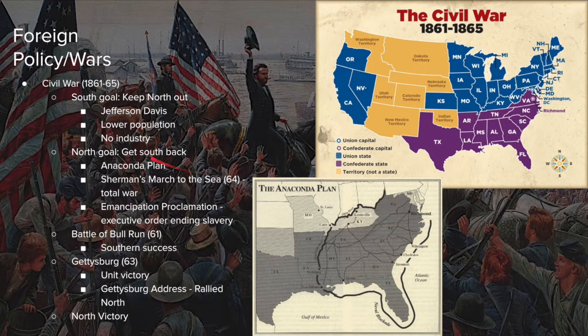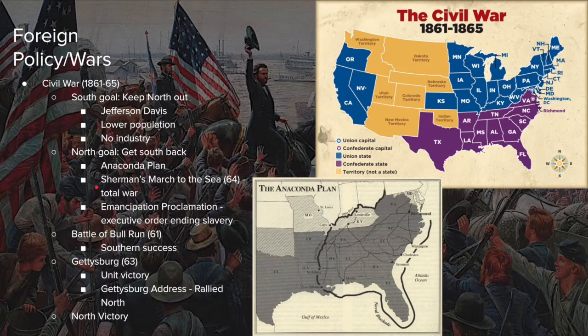Now, the North, they want to get the South back, right? Abraham Lincoln wants to get these southern states back into the United States. In order to do that, he has the Anaconda Plan, where they're going to go blockade the Mississippi River. They're going to do a naval blockade in the ocean here, and they're going to cut the South in half and then kind of divide and conquer and choke them out, make sure they don't get any supplies.